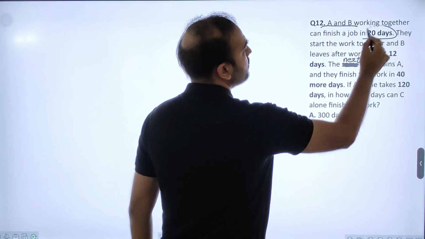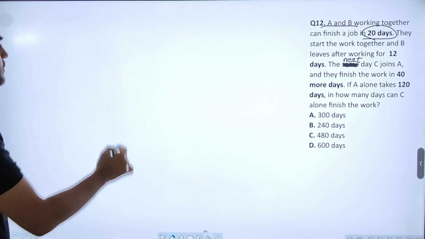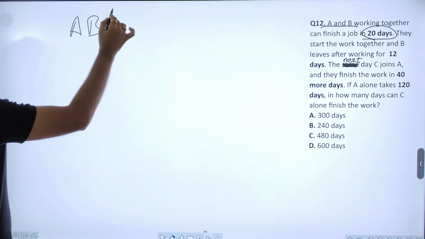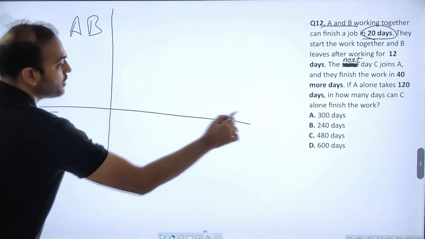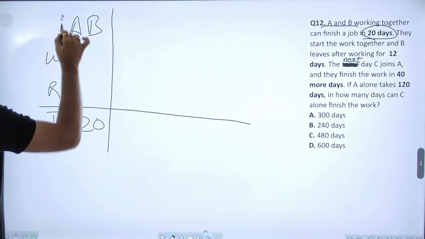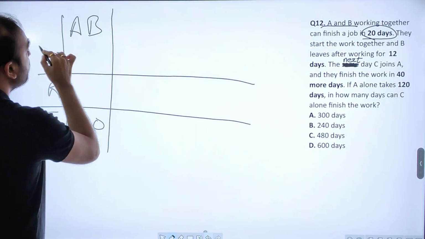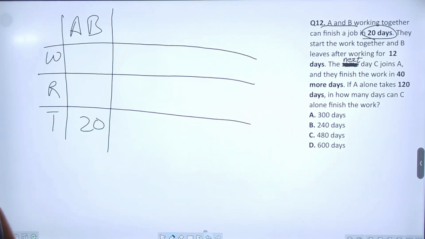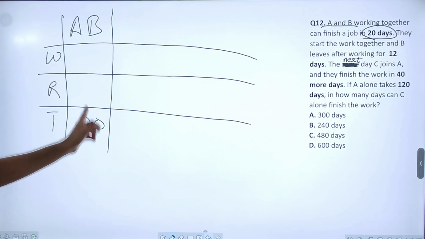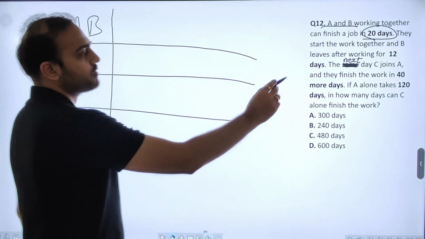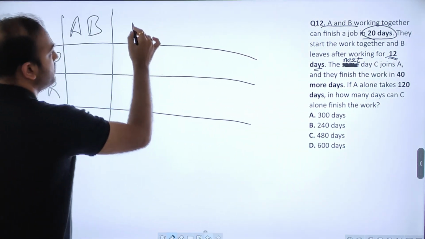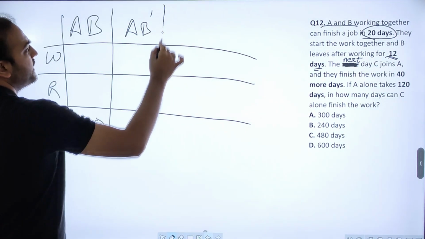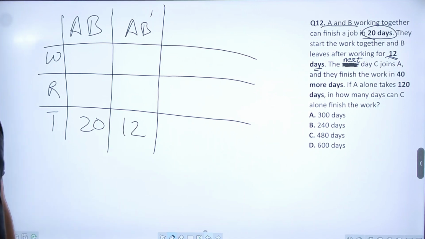A and B finish the job in 20 days. So if A and B are working together, they can finish the job in 20 days. So for them, they are finishing the whole work. That is why no dash. They are finishing the whole work in 20 days. I know that they start working and B leaves after 12 days. So this is my AB dash 12 days.